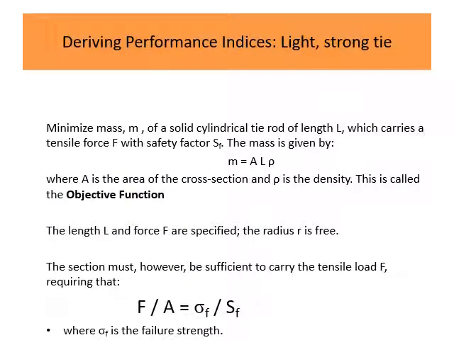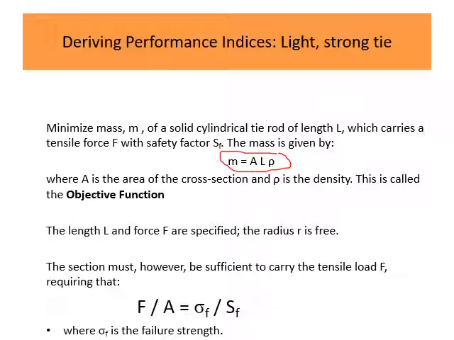Originally, density units are kilogram per meter cubed or gram per centimeter cubed. Of course, this one is in SI. Since you already have the cross-section area A and length L, you can calculate the mass by multiplying it with the density rho. This is called the objective function, which is to reduce the mass or reduce the weight.